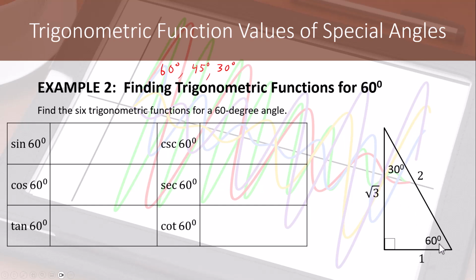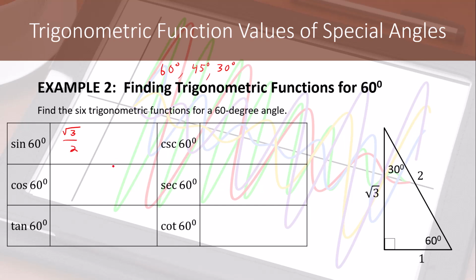Okay, so what is the sine of 60? Well, the sine of 60 is going to be equal to the side opposite 60, which is the square root of 3, divided by the hypotenuse. Okay, so that was relatively straightforward. That will be root 3 divided by 2.